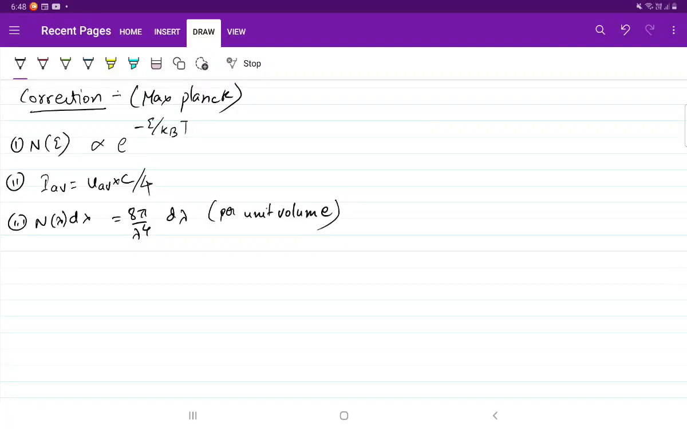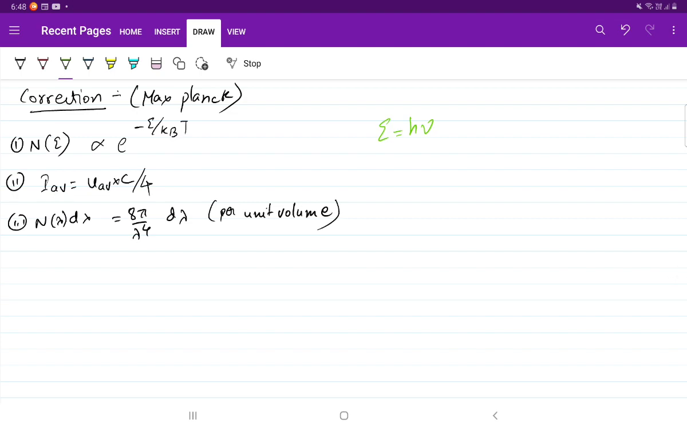Everyone. So today we'll be discussing the correction which Planck made in the concept of classical theory of thermal radiation. Unlike classical theory, which considered that the energy states are not discrete, Max Planck considered that the energy states are discrete and the energy of a particle is given as h nu, where nu is the frequency of the particle and h is the Planck constant.